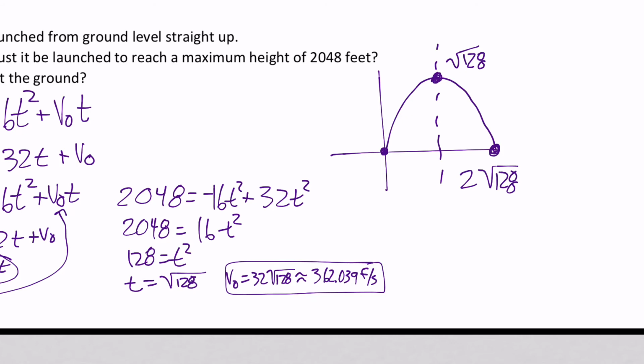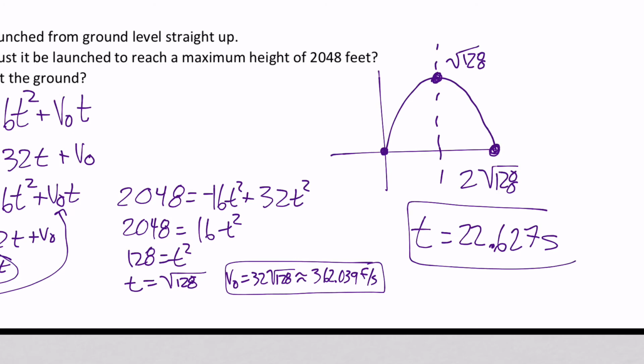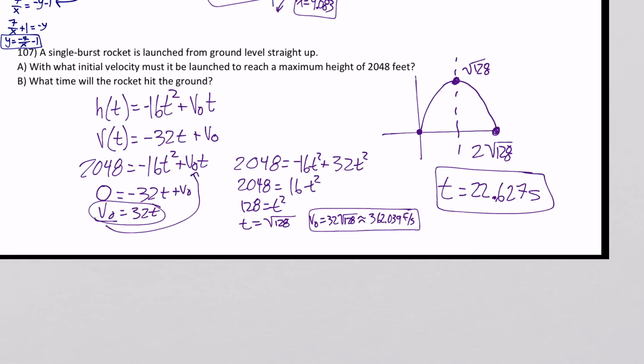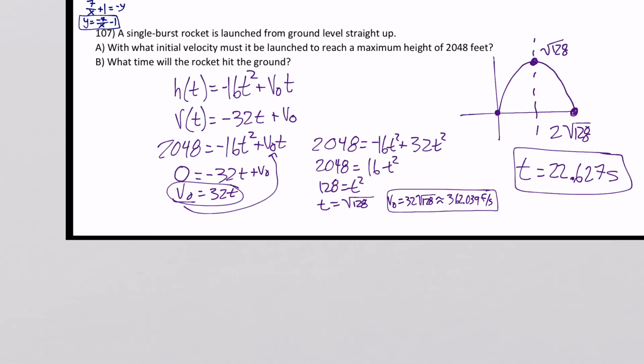2 times the square root of 128 gives you t equals 22.627 seconds. Now, that is only true because this object was launched from ground level. If it started at 5 feet off the ground, that method we just used would not work. You would need to graph the equation with the v naught plugged in, and you would need to calculate the x-intercept and then find that corresponding time. But since it's launched from ground level, that's our answer, and party time.